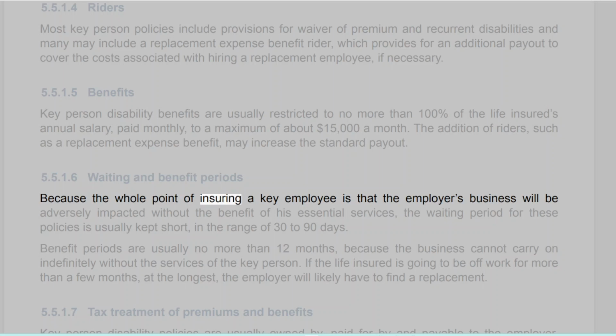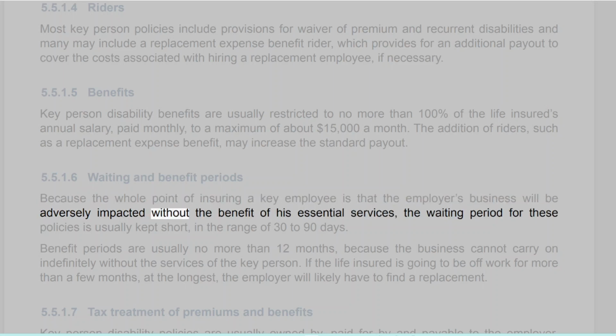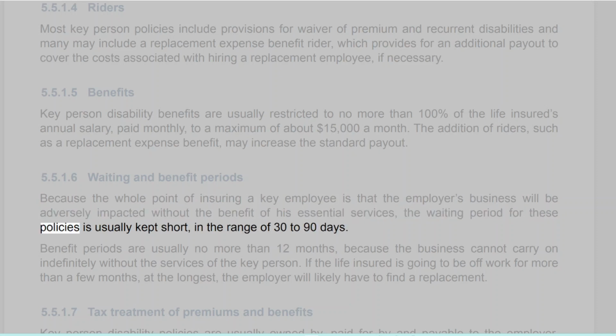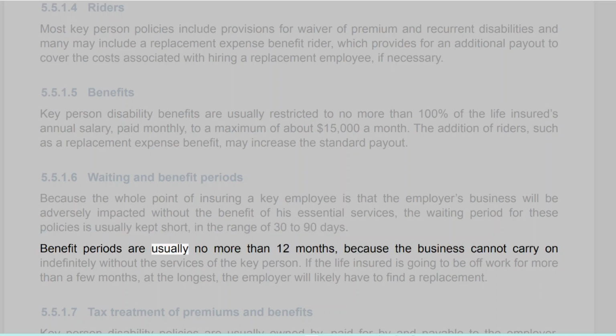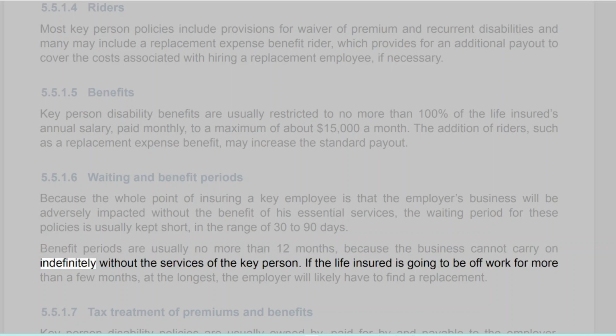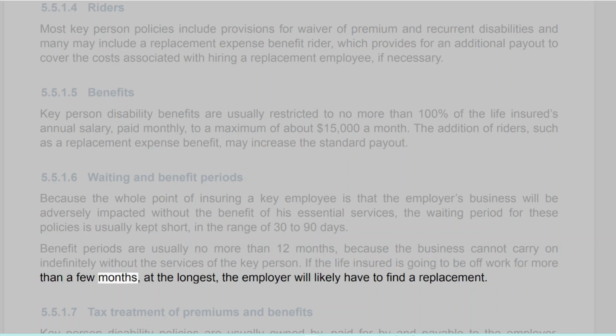Because the whole point of insuring a key employee is that the employer's business will be adversely impacted without the benefit of his essential services, the waiting period for these policies is usually kept short, in the range of 30 to 90 days. Benefit periods are usually no more than 12 months, because the business cannot carry on indefinitely without the services of the key person. If the life insured is going to be off work for more than a few months, at the longest, the employer will likely have to find a replacement.